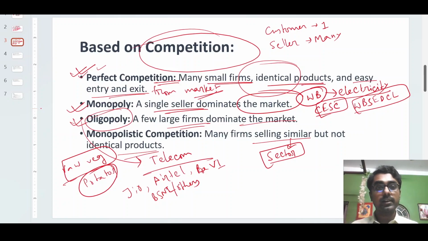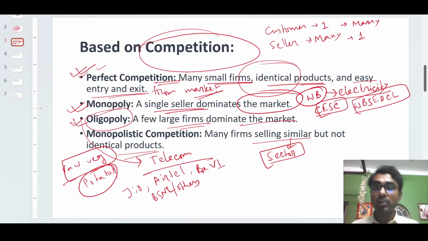Next is the monopoly market. Monopoly market is just the opposite of perfect competition. It means the customers are many, but the seller is only one. So in a monopoly market, the seller has the maximum power to choose the selling price, and the customer has to buy at that price only, because the customer doesn't have any other choice, as in that market there is no other seller, right? So that is the monopoly market.